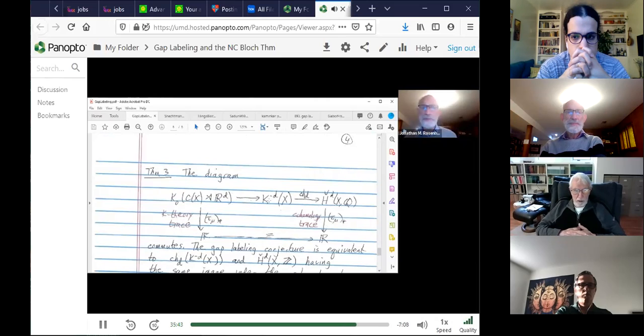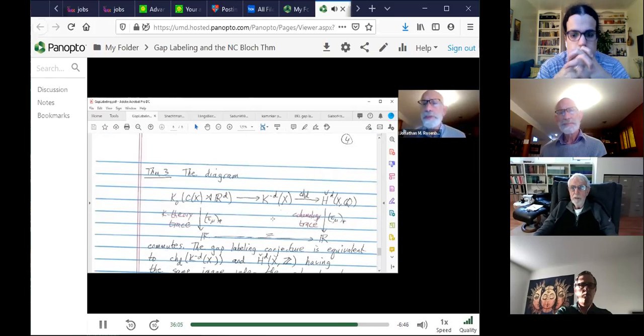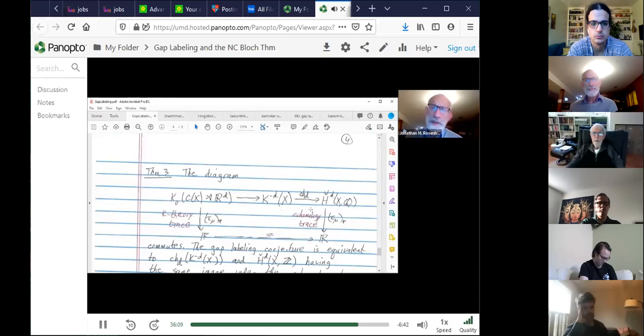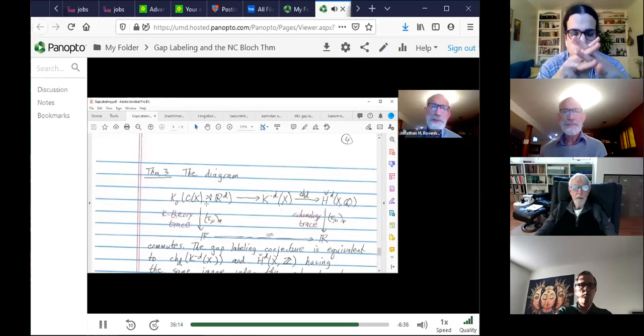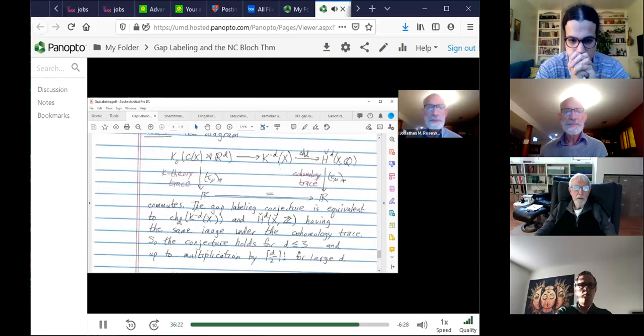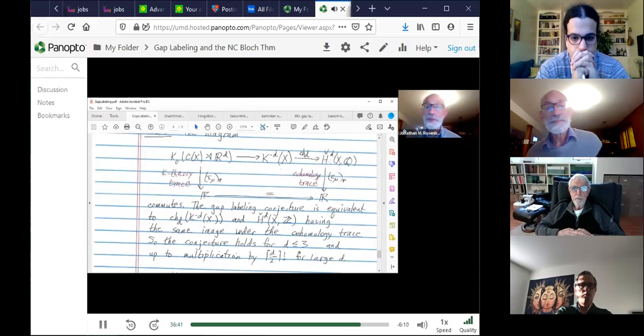This thing over here is Connes' Thom isomorphism, and this is the top degree component of the Chern character. So checking that this diagram commutes is not a trivial thing, because the way the K-theory trace was defined didn't seem to have anything to do with the Chern character. So to prove this equality, you really need to use something like the foliation index theorem. And so this formula with the Chern character in it basically comes out of the foliation index theorem. So that diagram commutes, and then the gap labeling conjecture is equivalent to the Chern character of K^d of X, K^{-d} of X, and the integral part of the cohomology having the same image under the cohomology trace.